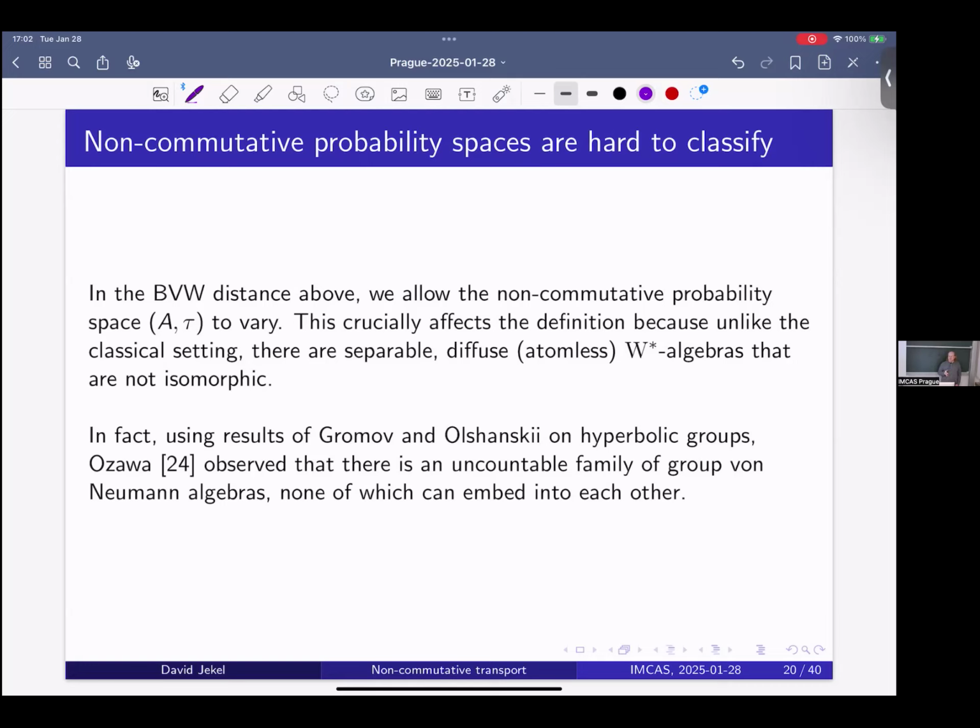Anything else? I would like to hear about the automorphism orbits, but maybe we talk tomorrow, whoever's interested. So then let's thank David again.